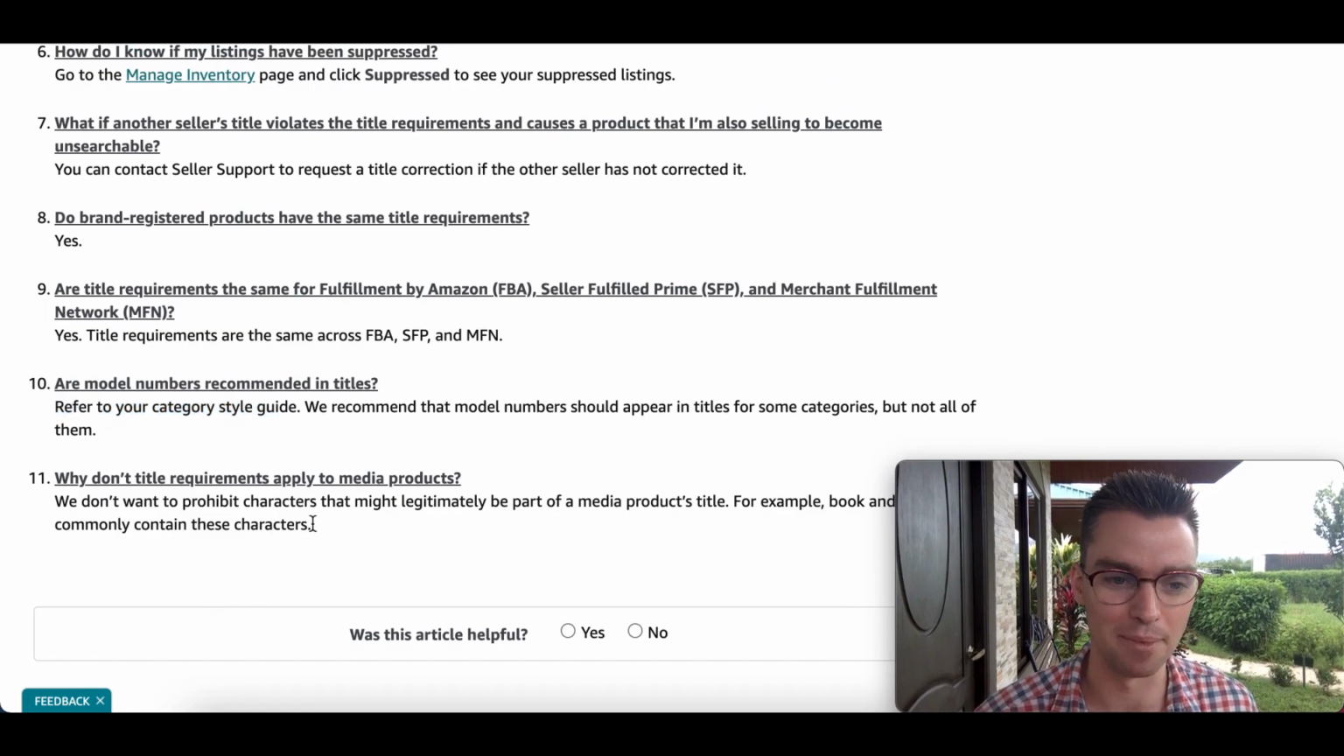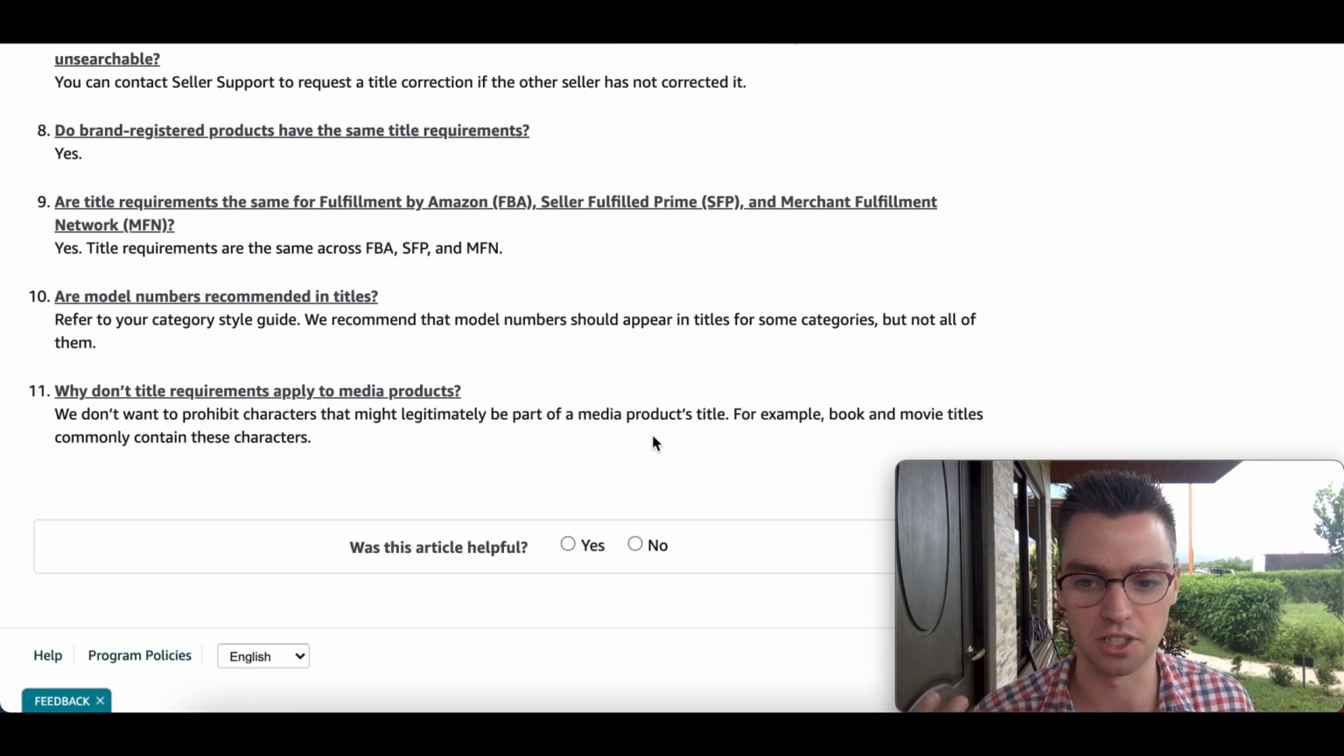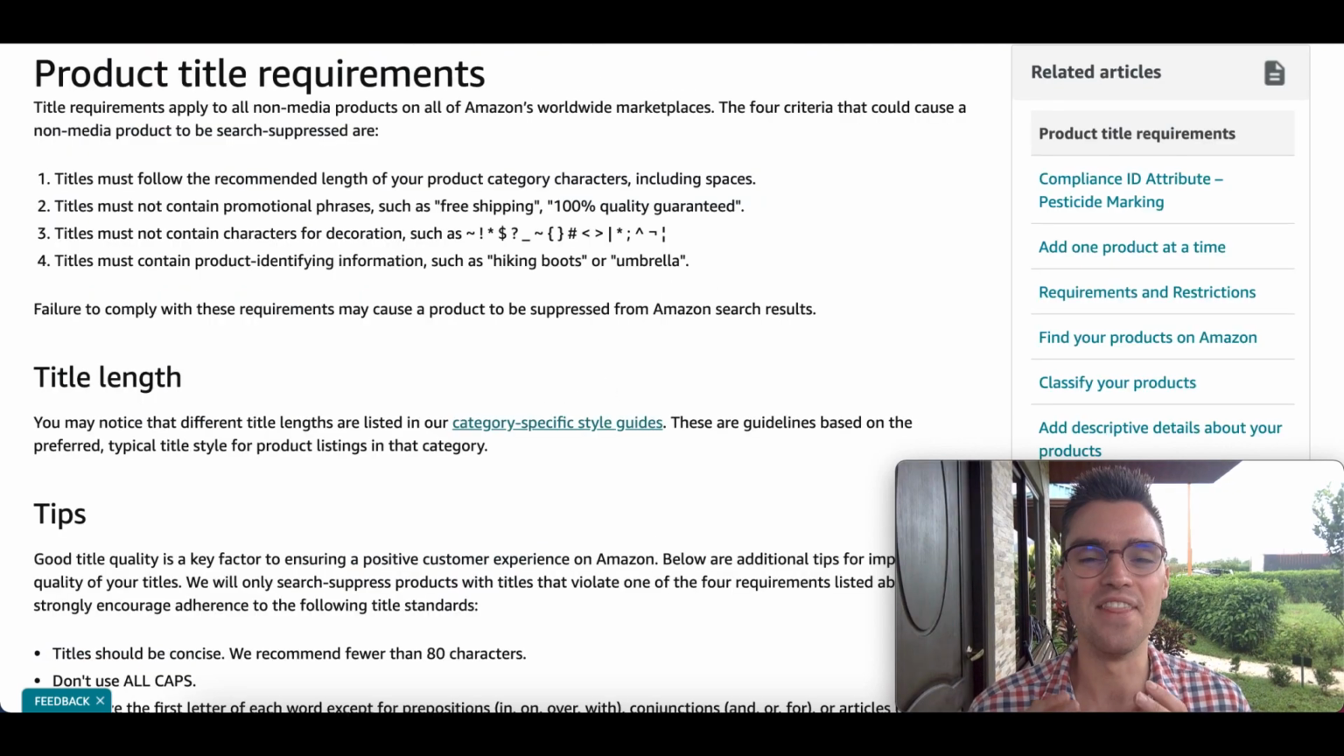And then lastly, I promise, why don't title requirements apply to media products? We don't want to prohibit characters that might legitimately be part of a media product's title. Again, I don't have as much familiarity with selling media. And if that's something you do and have more questions about, let me know. I can do more research into that. But I know the majority of people watching this aren't selling media products, so not as big. But you can learn more, again, in probably the category guide as well. That's a good go-to guide that I already showed you linked at the top of this page. And that covers what not to do with your Amazon product title.